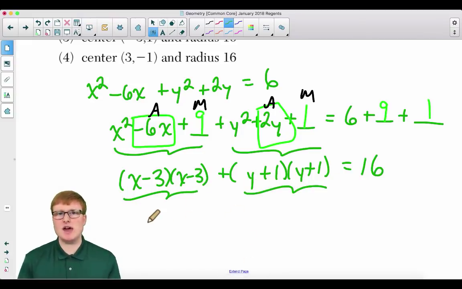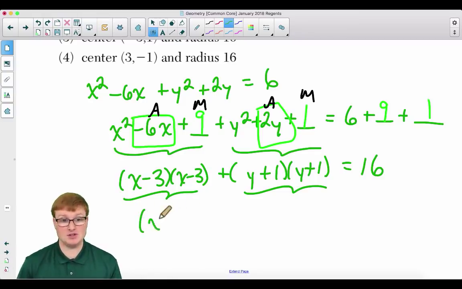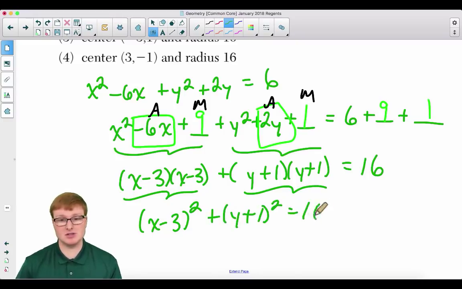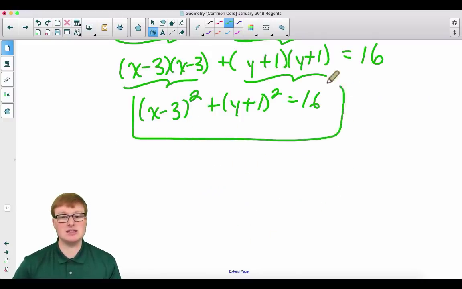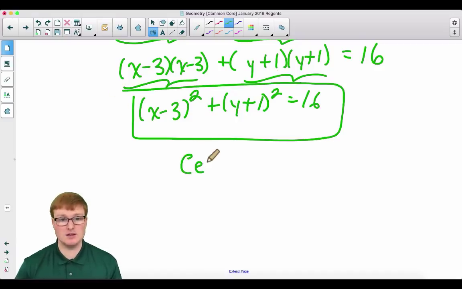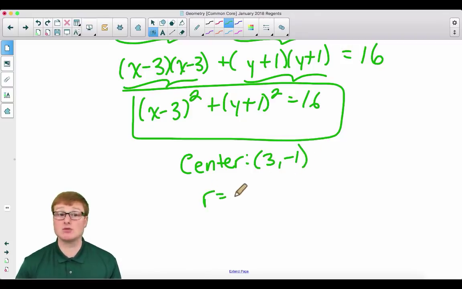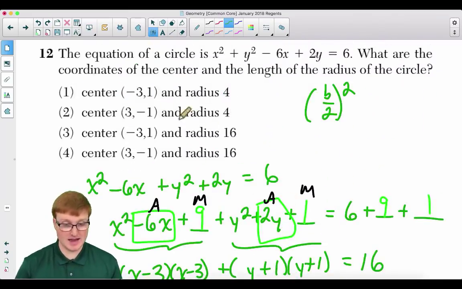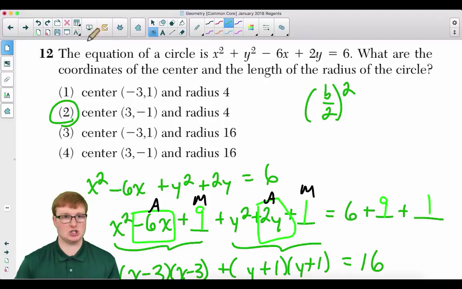You should know by now, once you have two binomials that are the same, you can combine them and put a squared on top of it. So we get x minus 3 squared plus y plus 1 squared is equal to 16. So now, since this is in center radius form, the center is positive 3, negative 1, and the radius is the square root of 16, which is the number 4. So the center is 3, negative 1, the radius is 4. That answer is going to be choice 2 for that question.